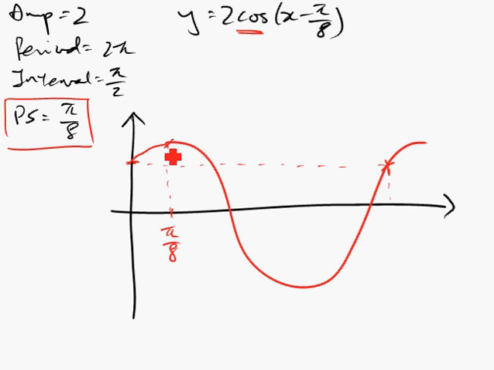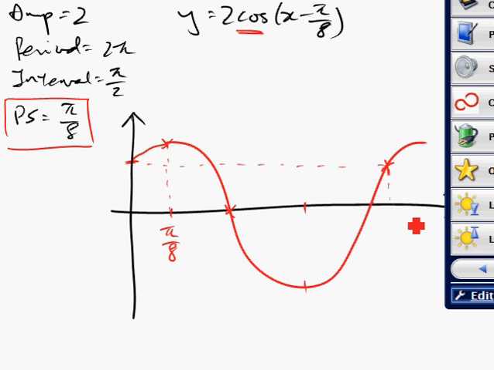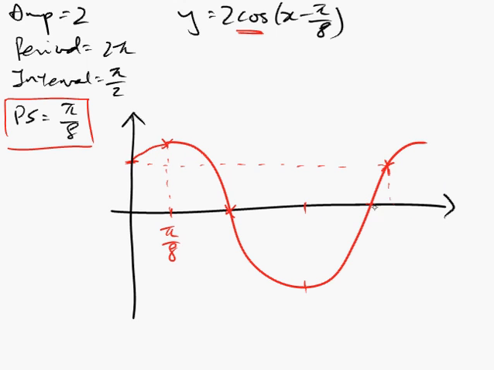So I know that my interval goes from the highest point to 0, to the lowest point, to 0, and then to my highest point again. So each one of these is an interval. Which means, how do I find this point here? I need to take pi over 8 plus my interval, which is pi over 2.